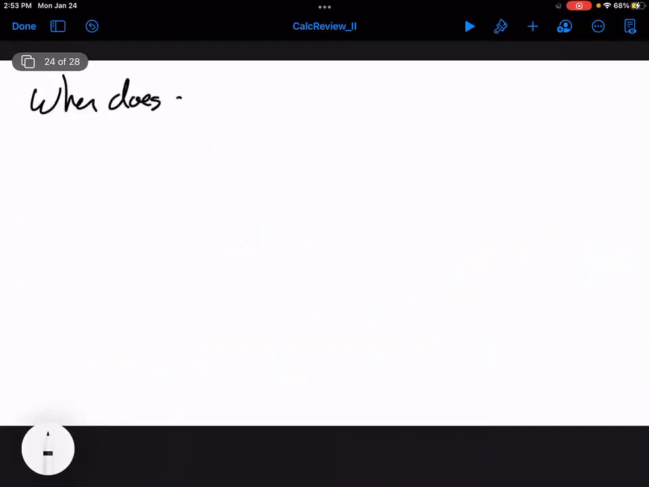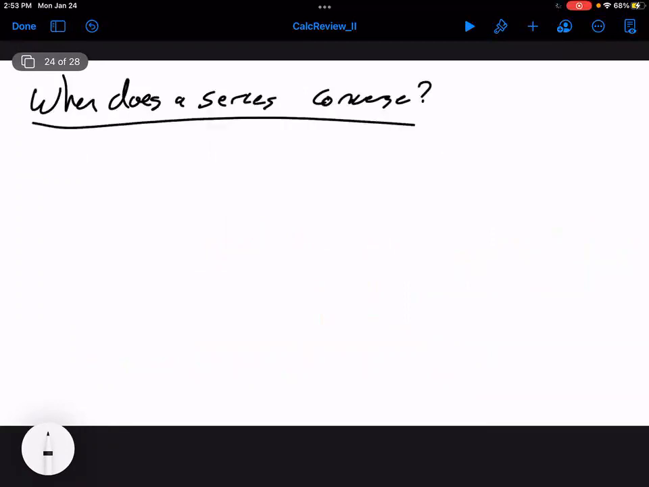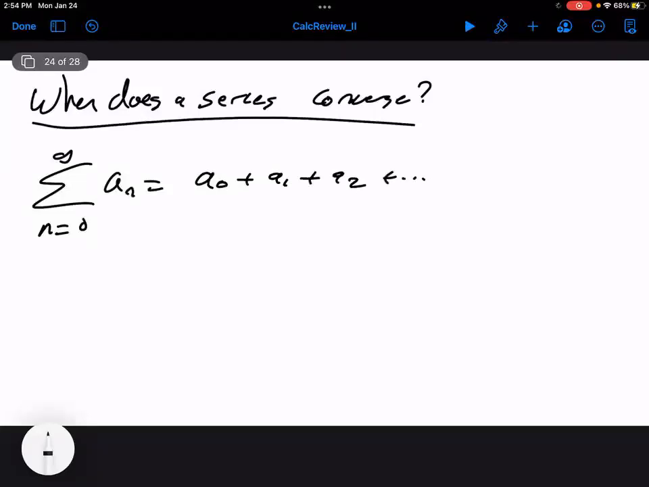when does a series converge? And we'll spend a lot of time in Calc 3 talking about when the series converges. So if I give you the sum, n goes from 0 to infinity of a_n, this means a_0 plus a_1 plus a_2 plus dot, dot, dot. It is necessary versus sufficient.